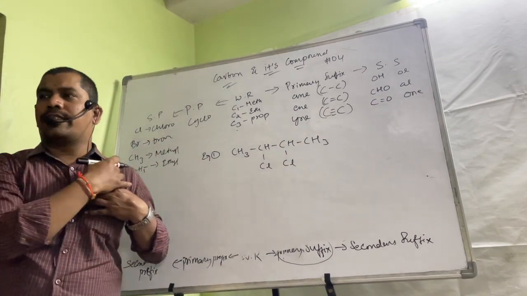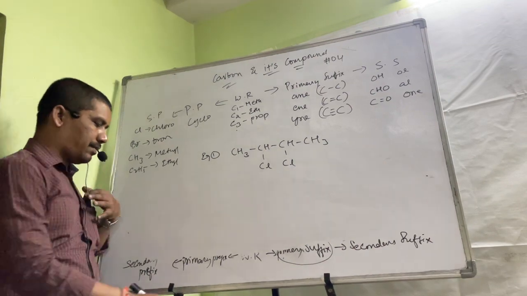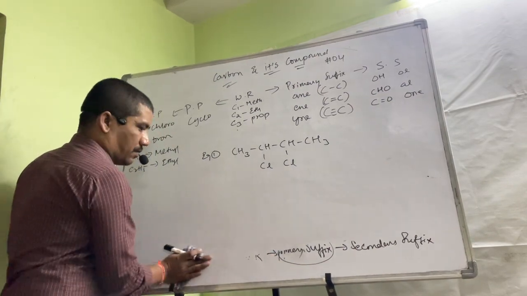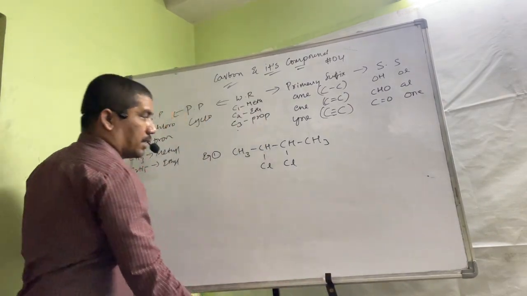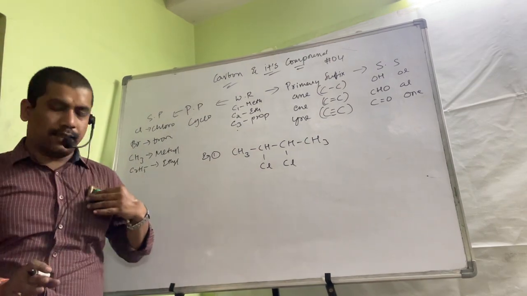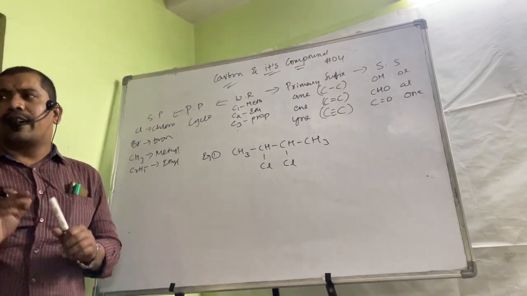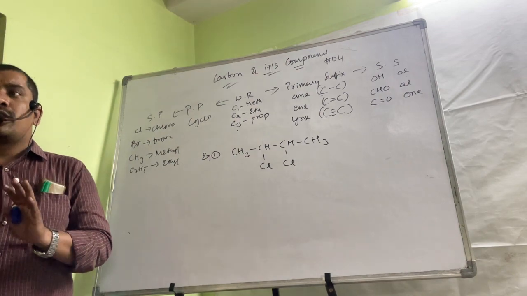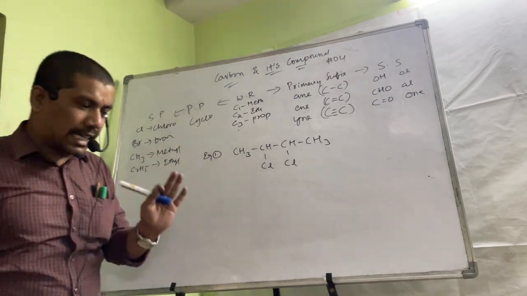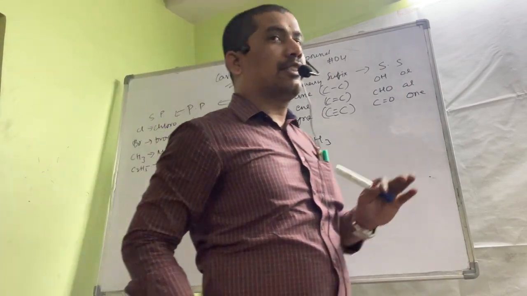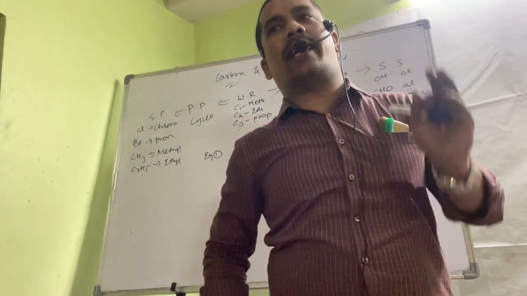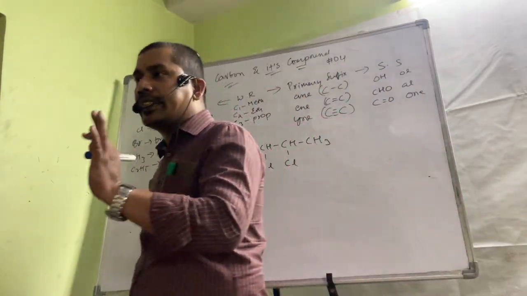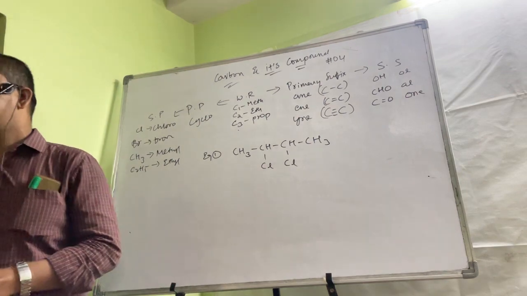Okay, look here everyone now. See, this is one example I'm using. Here, first step what you should do, you should decide the longest carbon chain. In the sense, longest continuous carbon chain. That is called the principal carbon chain.